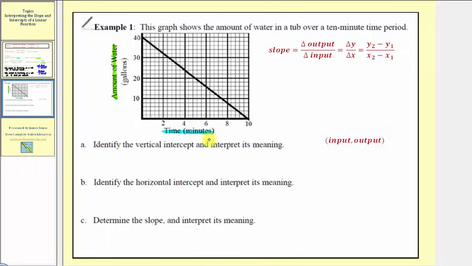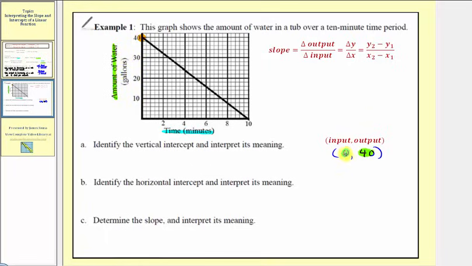So the vertical intercept is where the line crosses or intersects the vertical axis. That would be this point here. Notice how the ordered pair for this point would be 0, 40. Let's go ahead and write that down over here. So 0, 40. And when we have an ordered pair, remember the first value is the input, the second value is the output. So for this ordered pair, notice how the input would be 0, in this case minutes, and the output would be 40, in this case gallons of water.